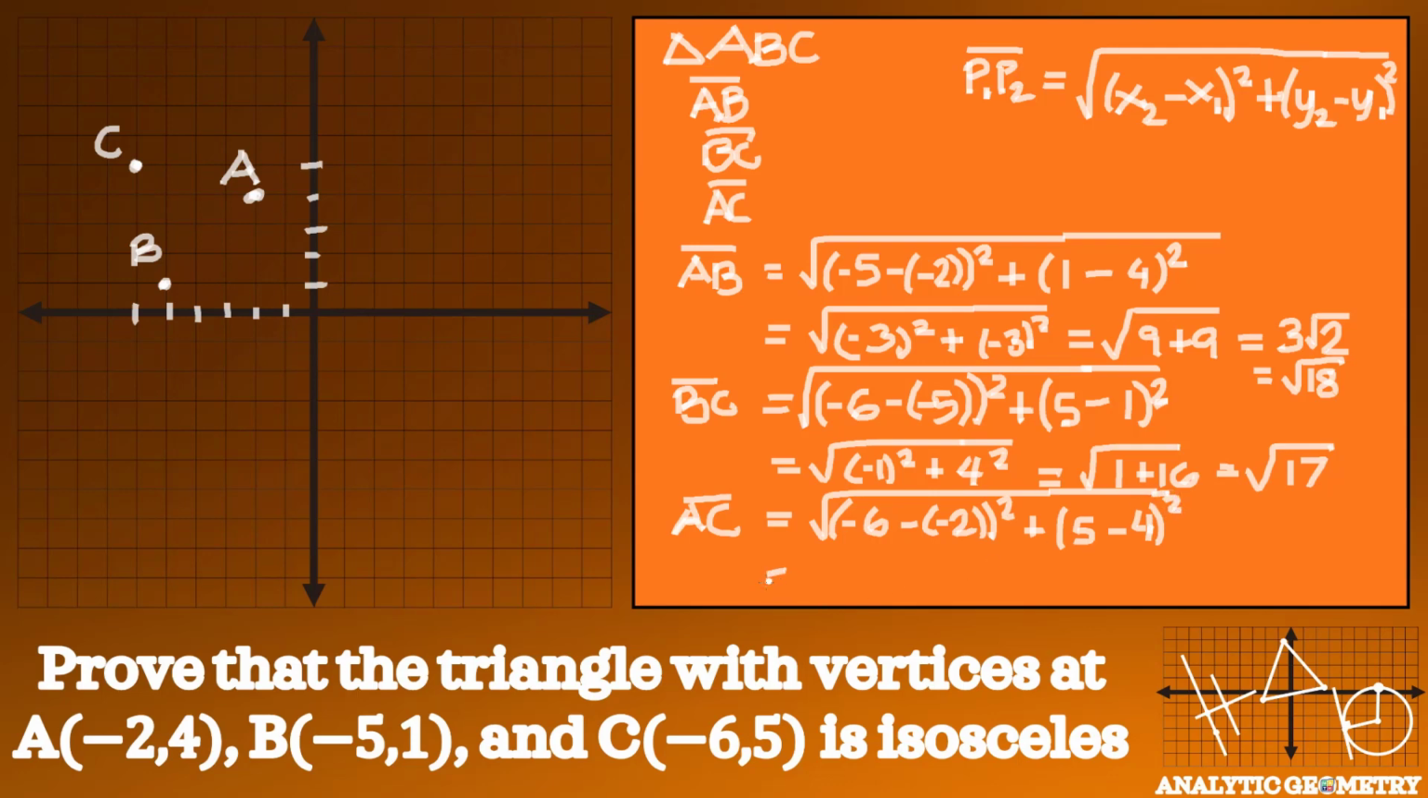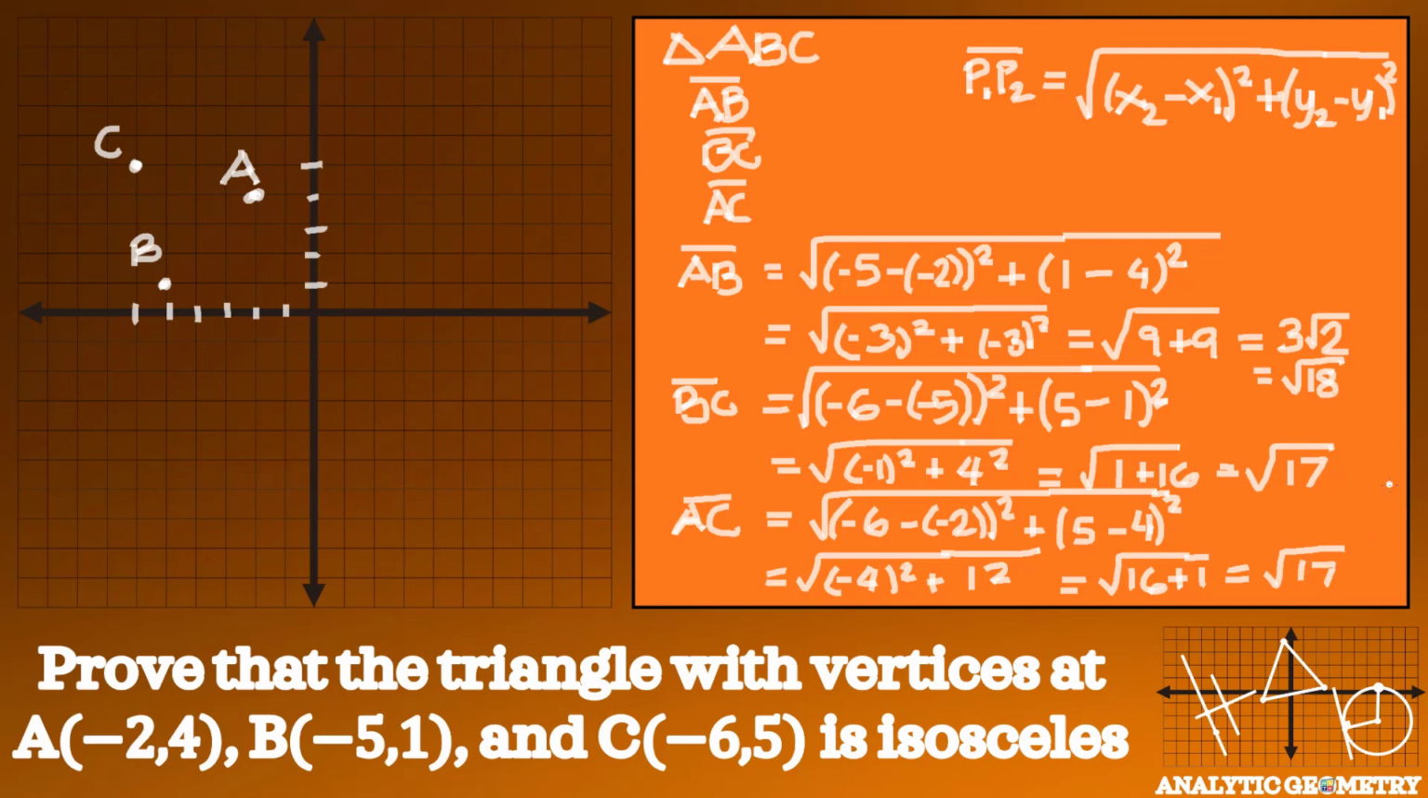So this is equal to negative 6, double negative becomes plus. So 6 plus 2, you have negative 4. But you will be squaring that. Plus, on the other side, you will have 1 squared. You will have the square root of 16, and 1 squared is 1. So you have a result of square root of 17 as well.